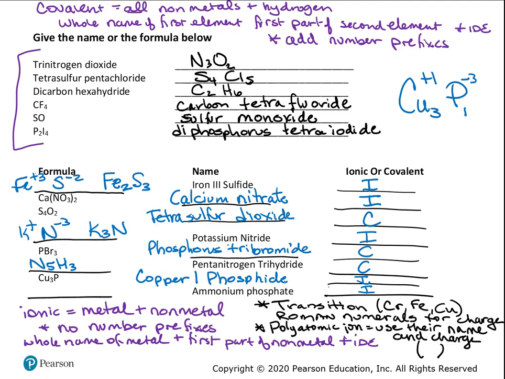Whole name of the metal, first part of the non-metal plus IDE. But with iron, copper, and chromium, I've got to add that Roman numeral. The Roman numeral is the charge. You might want to put a note: not the number of the iron, copper, or chromium, because that's one of those common mistakes, right along with saying that P is potassium.